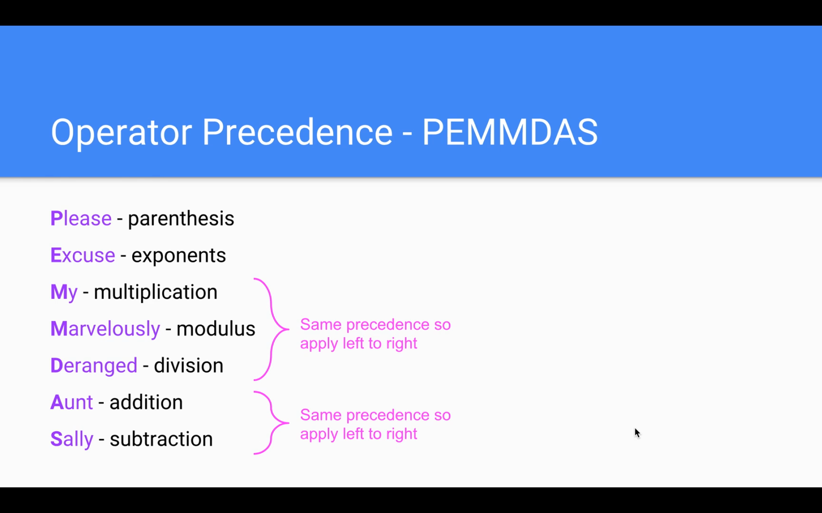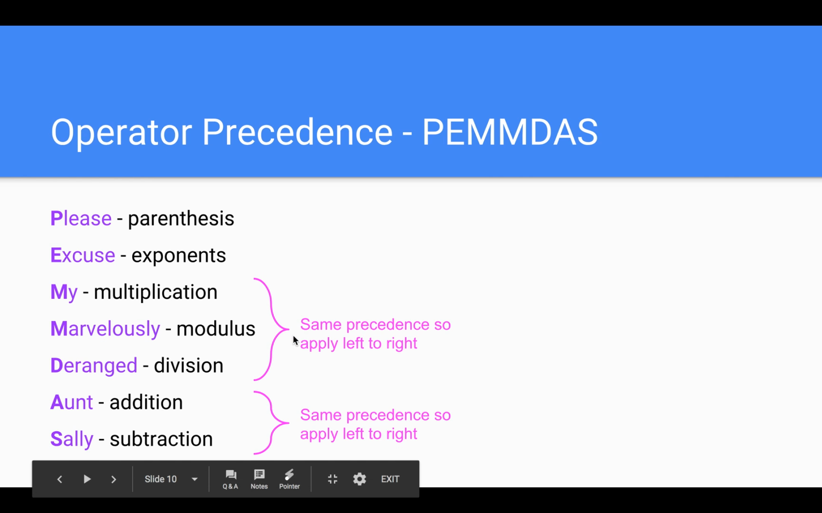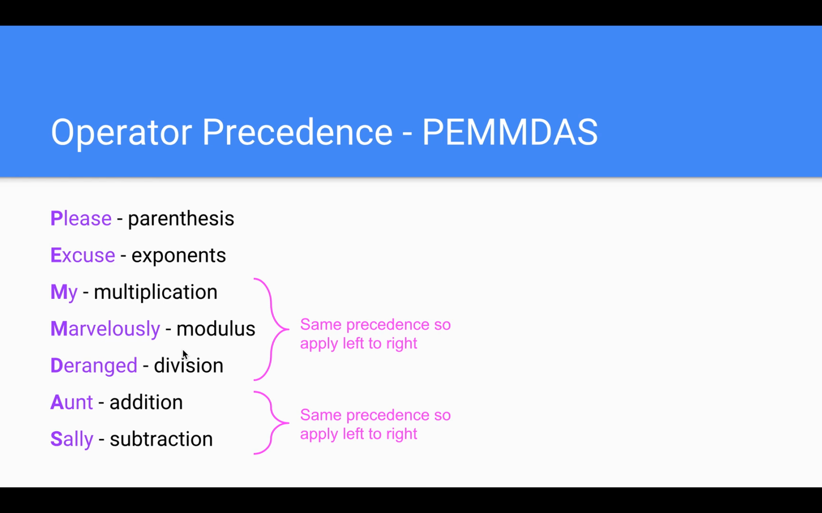There's operator precedence. So it goes parentheses, exponents, multiplication, modulus, and division. These 3 all have the same precedence, so you apply them left to right. And then there's addition and subtraction, which also have the same precedence, so you apply them left to right. And modulus, again, is when you take a number, divide it by the number you're modulusing it by, and the answer is the remainder of that division. So 35 mod 2 is 1, and 47 mod 5 is 2. And then you can remember that by, please excuse my marvelously deranged Aunt Sally.